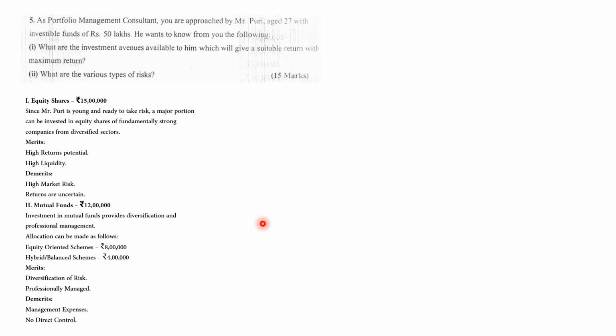Second, mutual fund, 12 lakhs. Investment in mutual funds will provide diversification and professional management. They can allocate 8 lakhs and 4 lakhs in equity and hybrid funds. Merits are diversification of risk and professional management, and demerits are that management will have some expenses and there is no direct control.